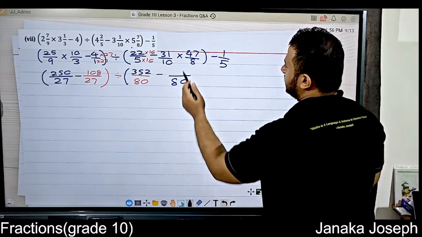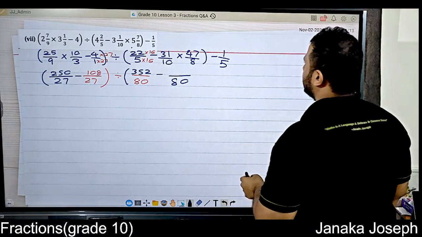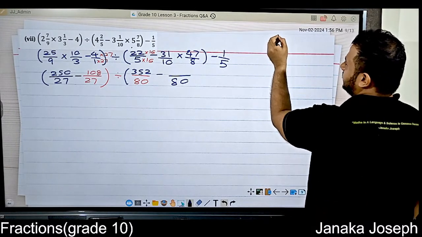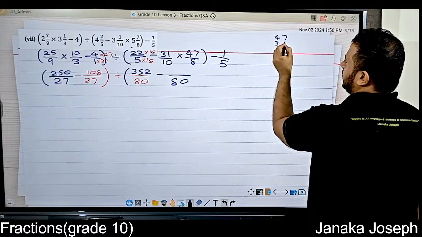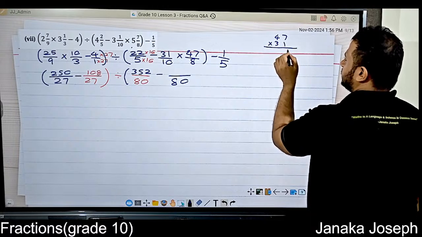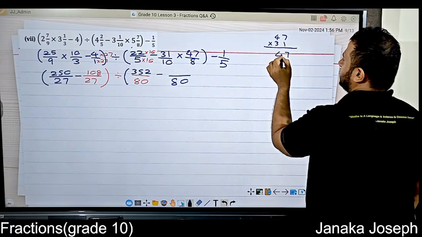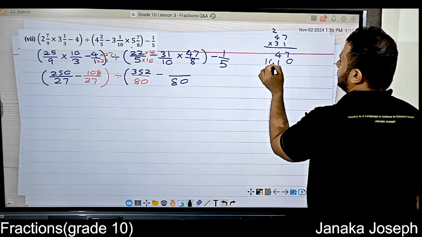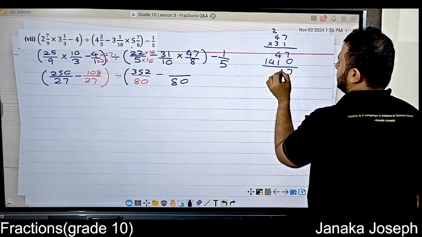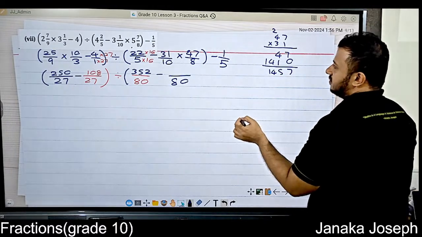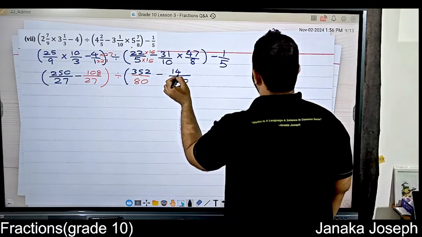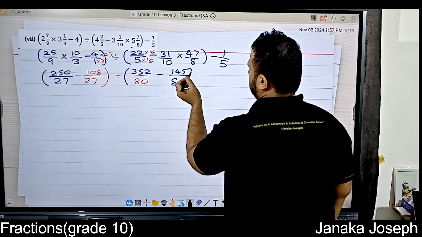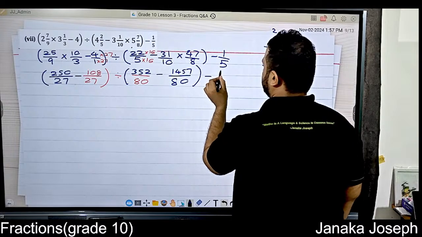And here 31 times 47, I think I might have to work it out. So 47 times 31, that's a 7 and a 4 and a 0 and a 21, and 12 with a 4, that's a 7 and a 5 and a 4 and a 1. 1457. Oh, minus.